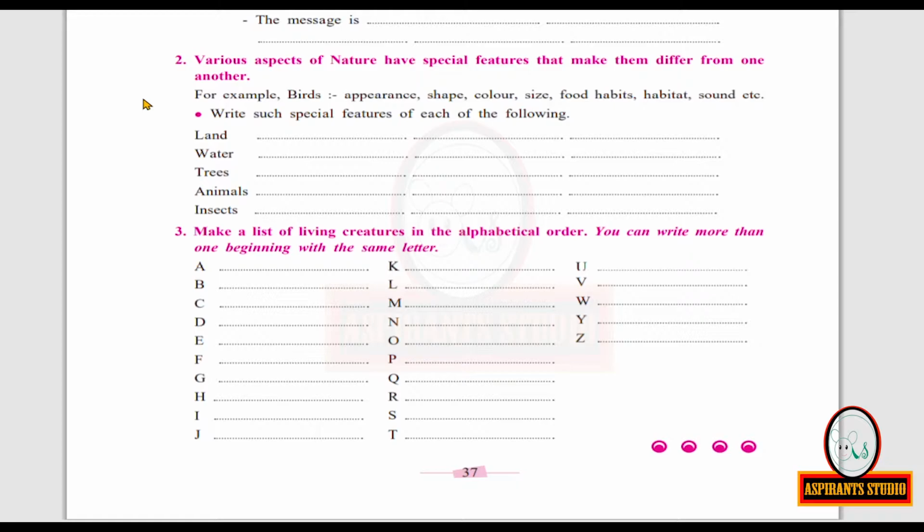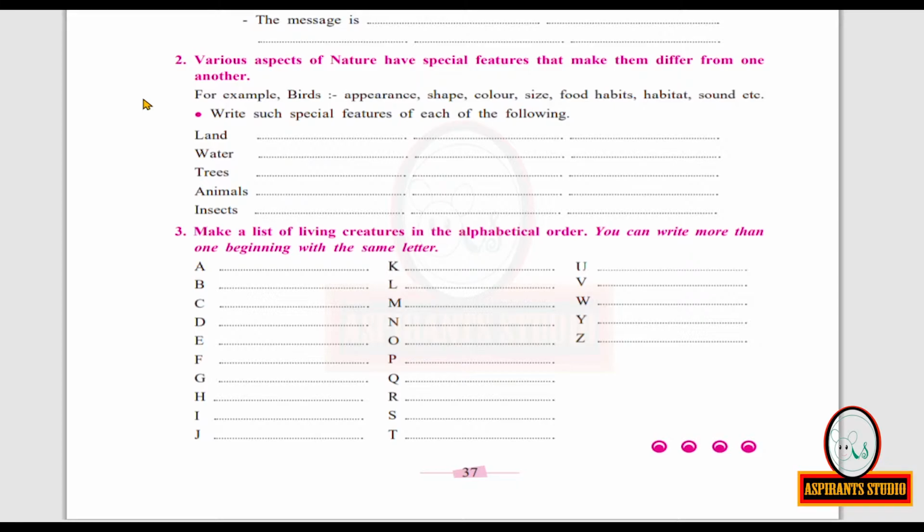For trees, you can write height and shape of leaves, fruits, flowers, medicinal products, climate and habitat required for their existence. For animals, you can write shapes, sizes and colors, different habitats, wild or domestic uses. For insects, you can write shapes, sizes, colors, number of legs, different habitats, sounds, uses.